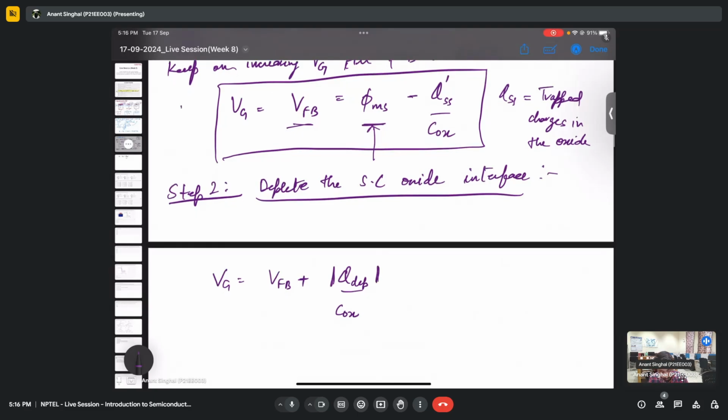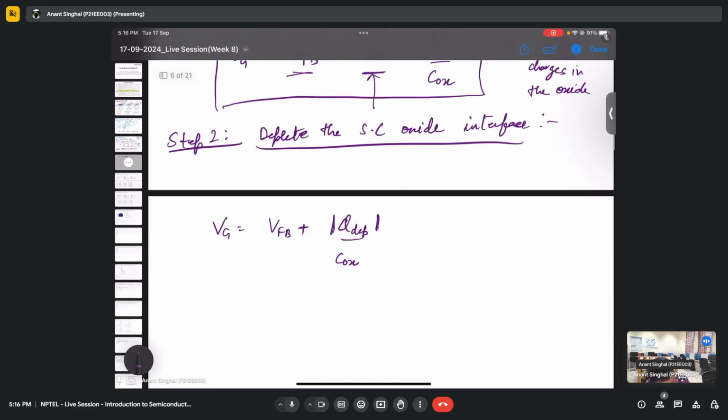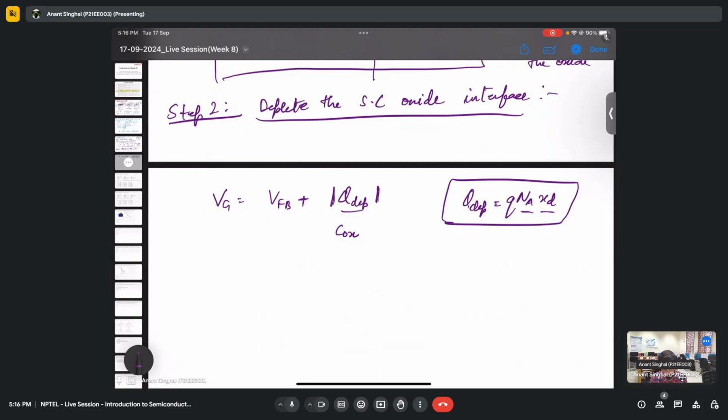So now what is this Q depletion? I hope you know that this is nothing but the charge. Do you know this formula, that it is nothing but q into Na into Xd? Are you aware of this? Because this is nothing but the charge density, so it will be the acceptor ion concentration multiplied by the width of the depletion region. Yes, this is simple. Does it make sense? Is there any doubt in this? Clear, sir. Yeah. So let's say we have depleted the surface, for which we are getting this Q depletion by Cox.